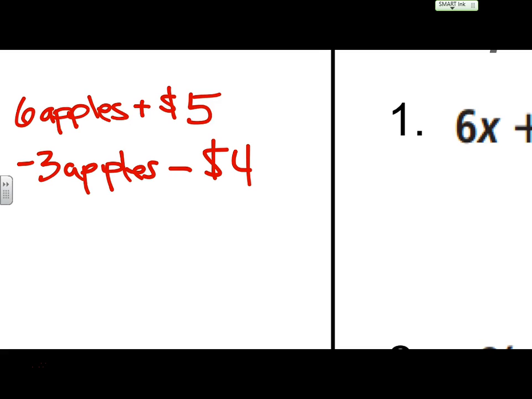With adding and subtracting, when does it kind of get hard? You start multiplying, dividing, exponents.